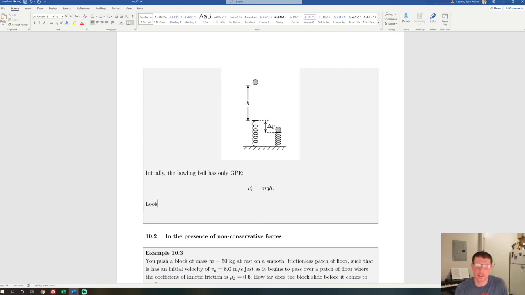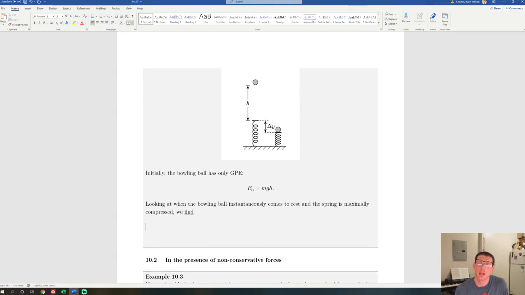And so we can assume, pretty safely, that energy is conserved. Let's say, looking at when the bowling ball instantaneously comes to rest and the spring is maximally compressed, we find.